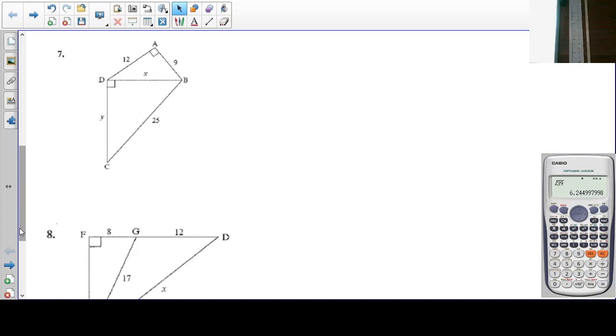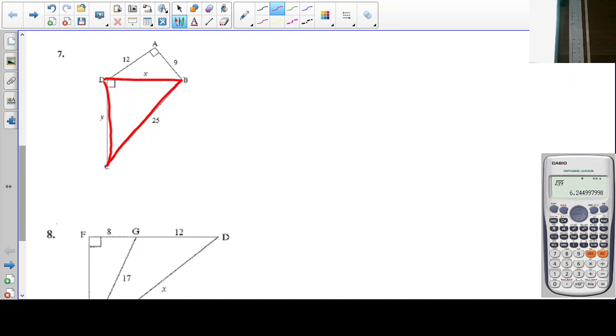So, could I have calculated the value of y first? No. Why not? We don't have DB. We don't have BD, which is x. Not so? So we have to first calculate DB before we can calculate y. We first need to solve for x before we can solve y.